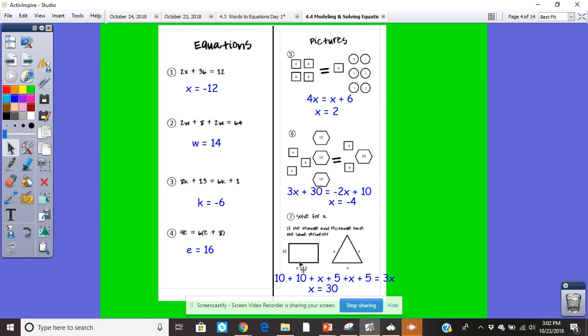So sometimes they'll ask you questions like that. What would be the missing side length of the rectangle? So make sure that you're looking at what the question is wanting.